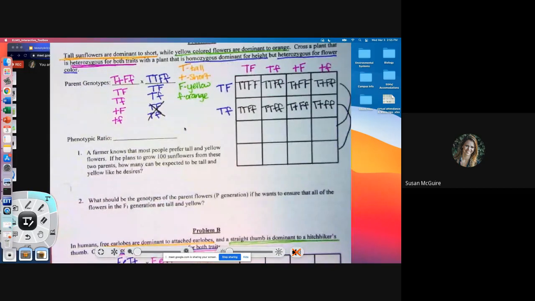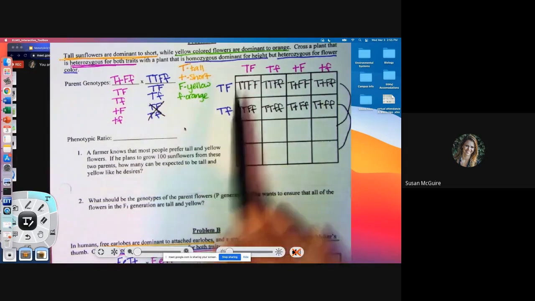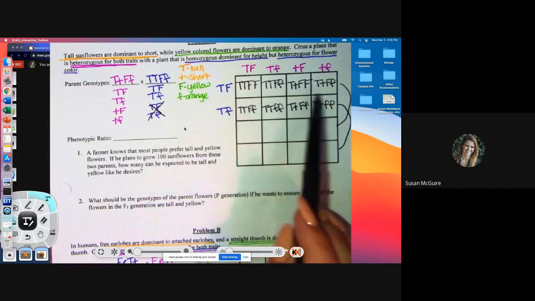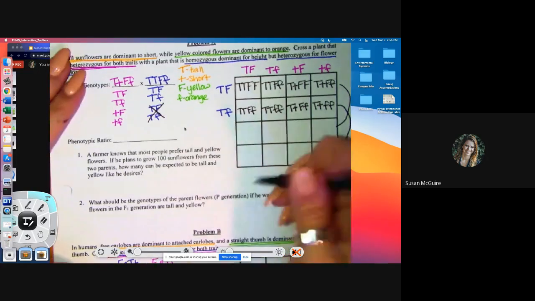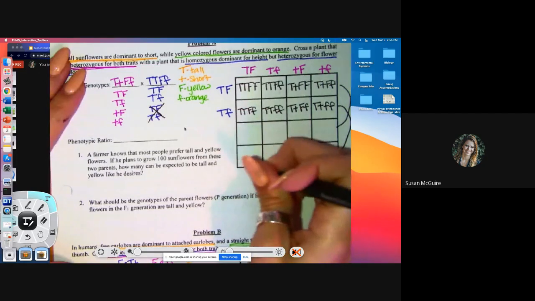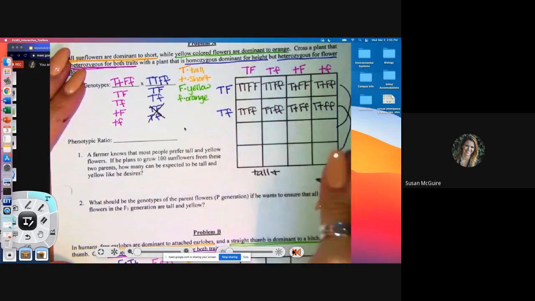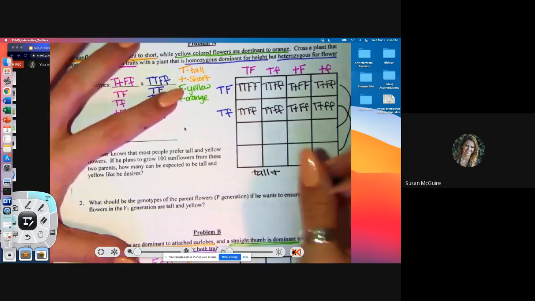All right, so what possible phenotypes do we see here? All of these have at least one big T. So all of them are going to be tall. We don't have any short plants. So the first combination would be tall and what? Tall and yellow.